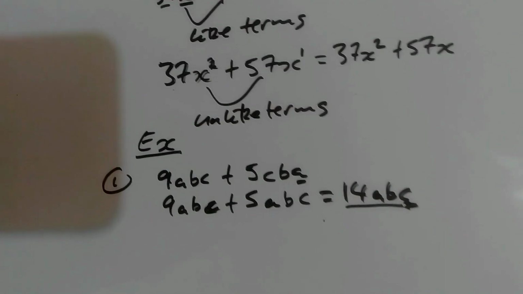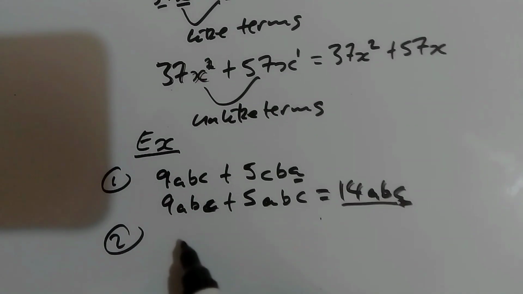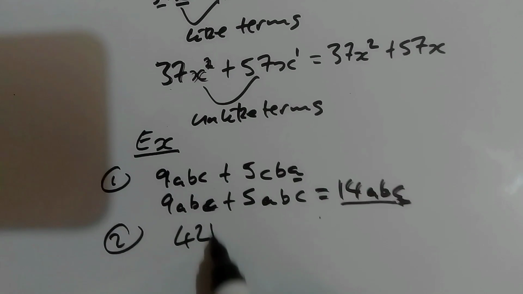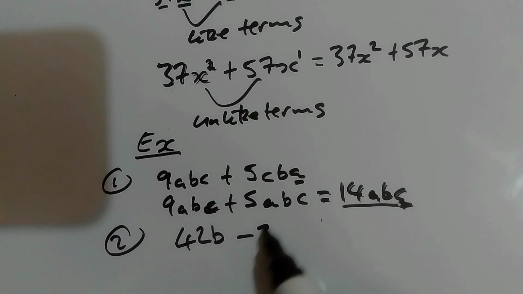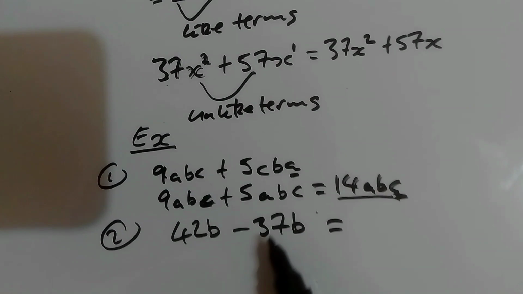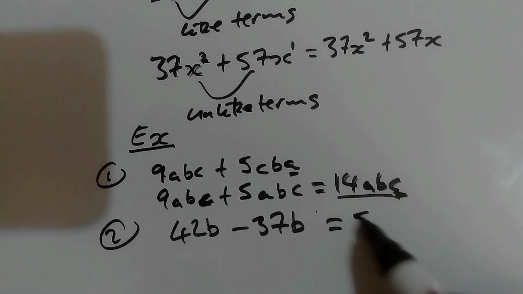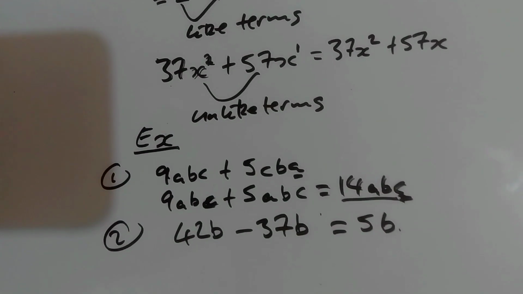Another example, let's go for number 2. If we are given 42b and they say minus 37b, right? This is very simple. It's now a case of saying 42 minus 37, it gives me 5, so I've got 5b. And just like that, I'm done, right?